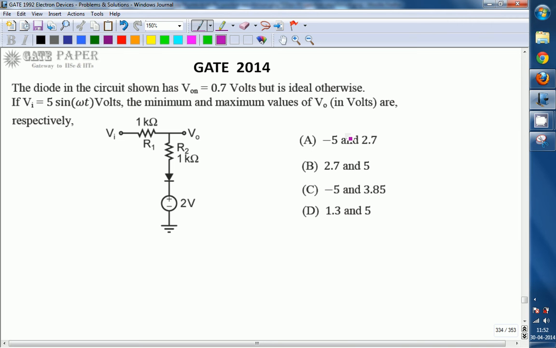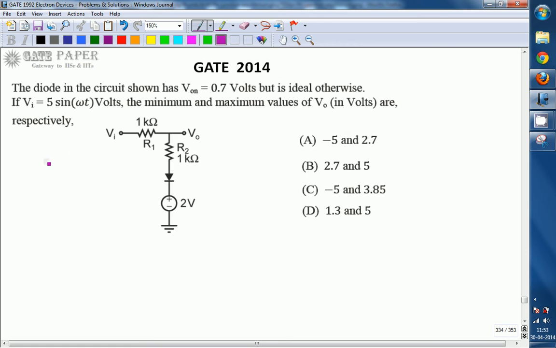Okay, look at the circuit diagram. The diode is ideal except it has some on voltage, that is, 0.7 volts is required across it to make it turn on. So we are going to calculate the minimum and maximum values of V0. The minimum value of V0 you will get when you apply the minimum voltage, and the maximum value of V0 you will get when you apply the maximum voltage.